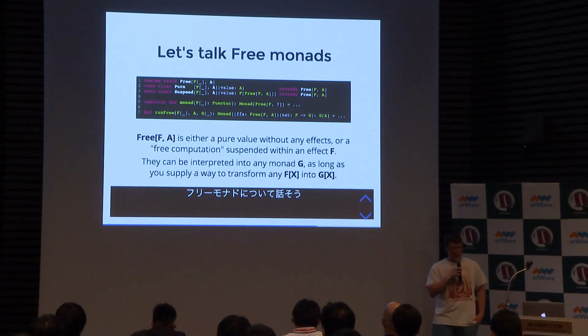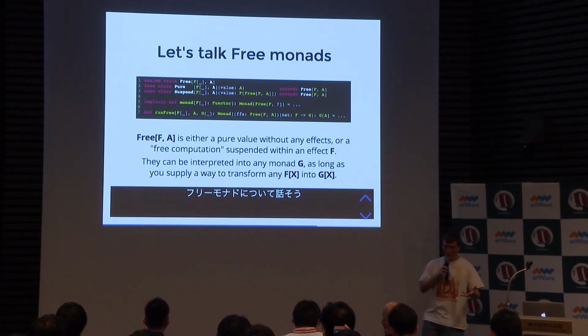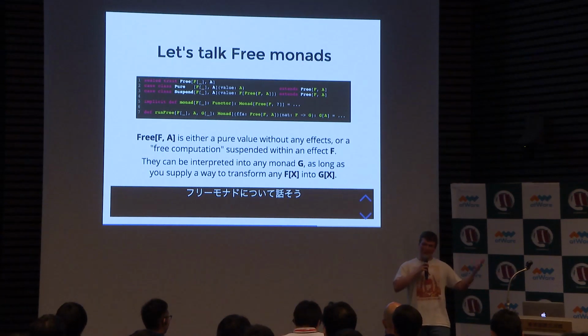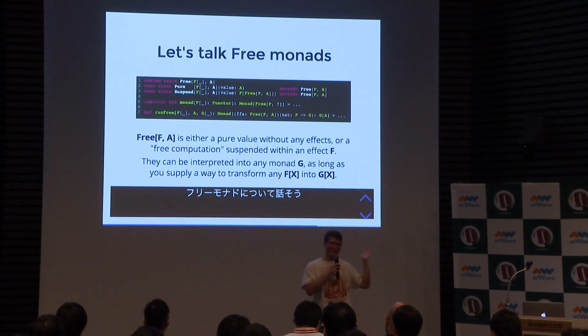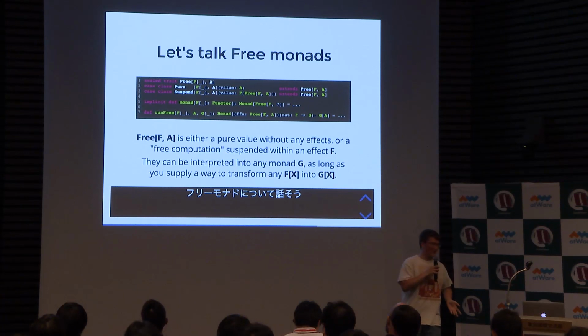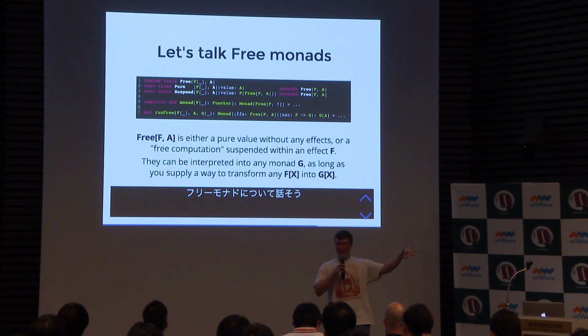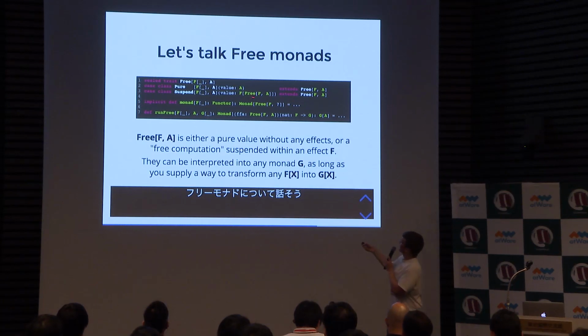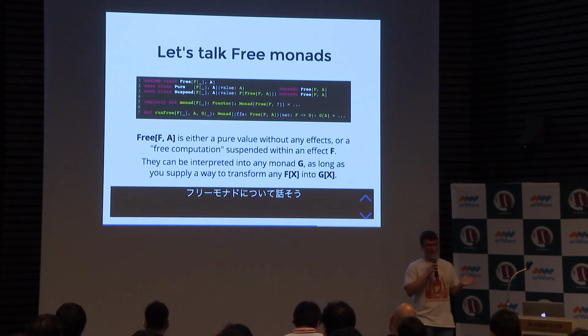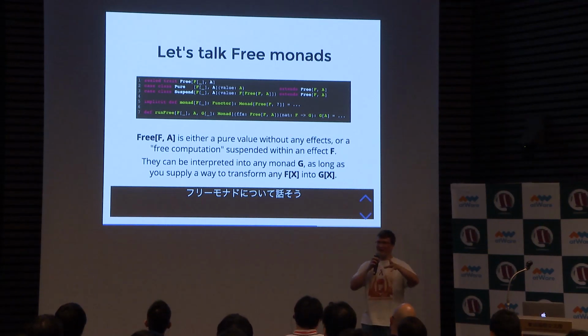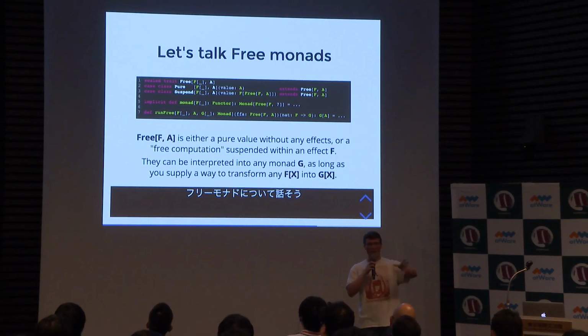So the idea is that free allows us to capture either a pure value or a computation suspended inside of f. So consider the case where f is I/O. Normally people would not do that, but imagine that. Then you either have a pure value of type A, or you have more steps suspended inside of I/O. So that's the suspend constructor here. And free monads can be reinterpreted into any other monad as long as we supply a natural transformation from F to G. What that means is that if I give you any kind of effect F, you should be able to transform it into an effect in G.